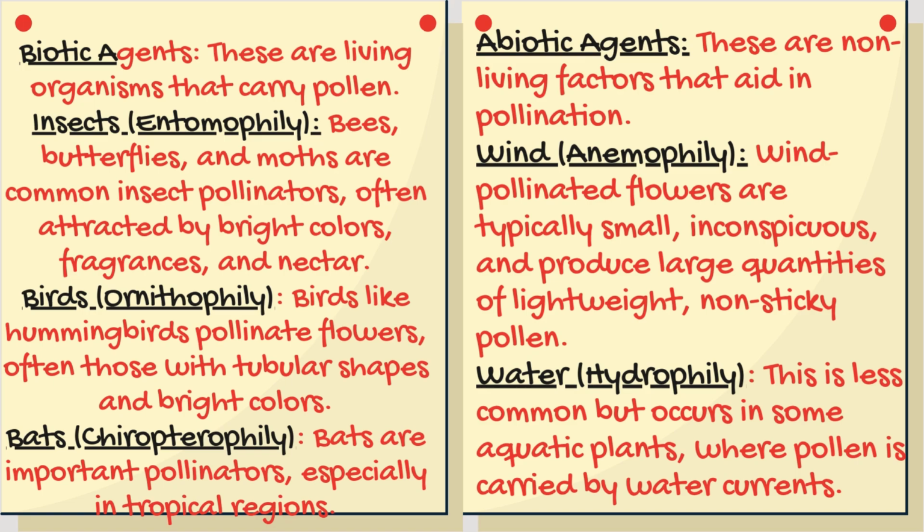Now we'll see the abiotic agents. These are non living factors that aid in pollination. Example, wind, anemophily. Wind pollinated flowers are typically small, inconspicuous, and produce large quantities of lightweight, non sticky pollen. The next one is water, hydrophily. This is less common but occurs in some aquatic plants where pollen is carried by water currents.